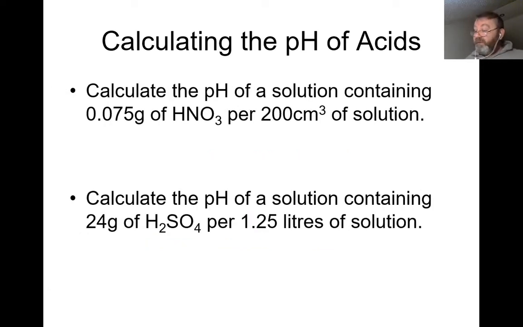Okay, let's take these. Calculate the pH of a solution containing 0.075 grams of HNO3 per 200 centimeters cubed of solution. Now, when I see calculate the pH, I write down the formula immediately, which reminds me that I cannot use this formula unless I have the hydrogen ion concentration. So down here, I notice that I've got grams per 200. Concentration is moles per litre. So I've got a job to do on that number, and I've got a job to do here.